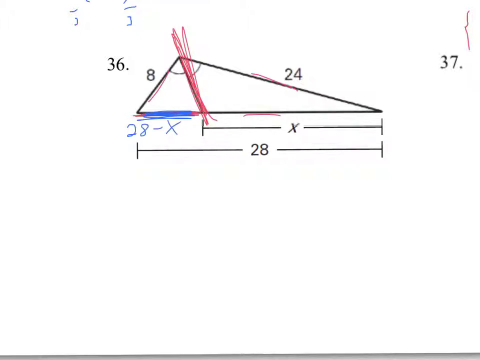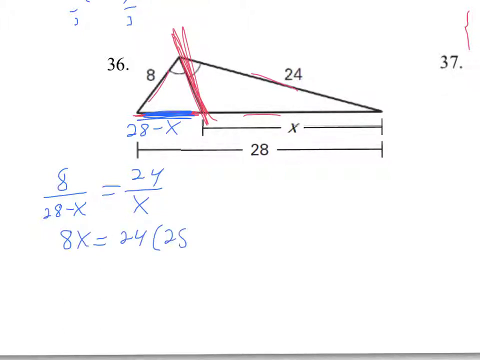Now you can set up your proportion. I'm going to do 8 over 28 minus x equals 24 over x. So when you set up one of these proportions, ideally you set it up with the individual four segments and not the whole length. Alright, cross multiply, we get 8x equals 24 times the quantity 28 minus x.